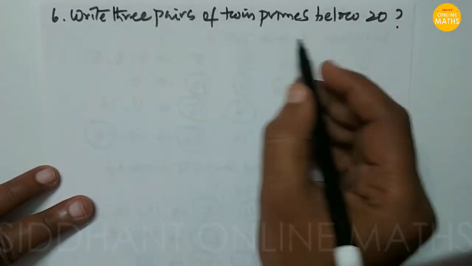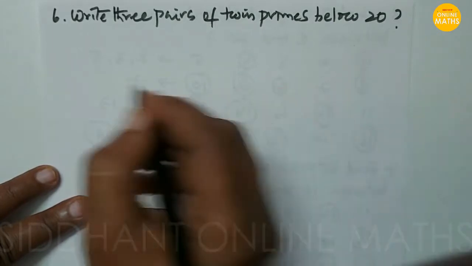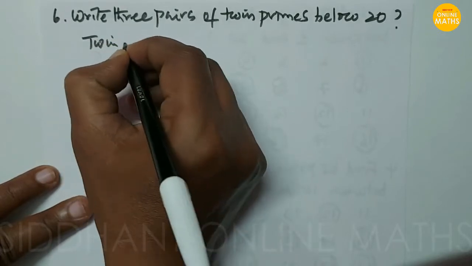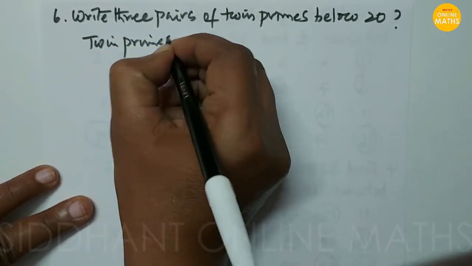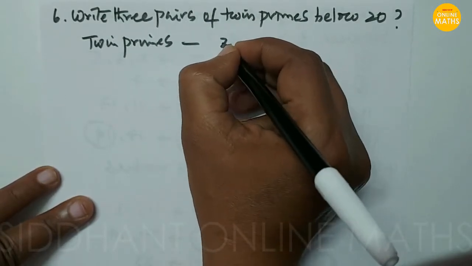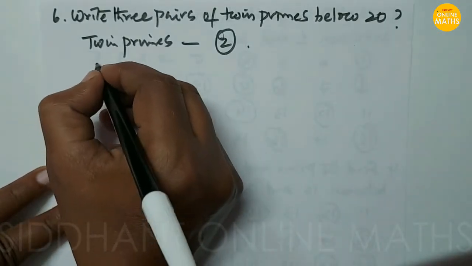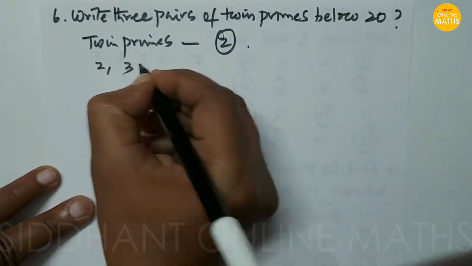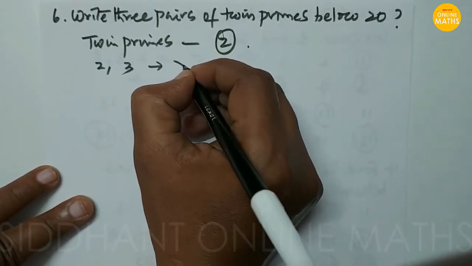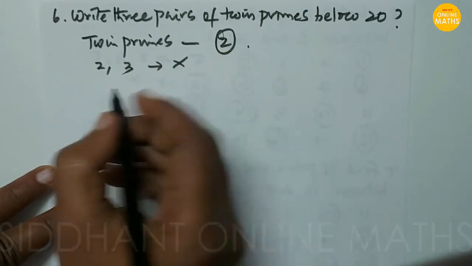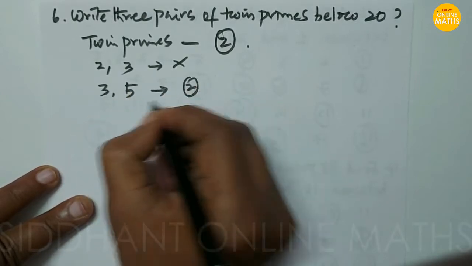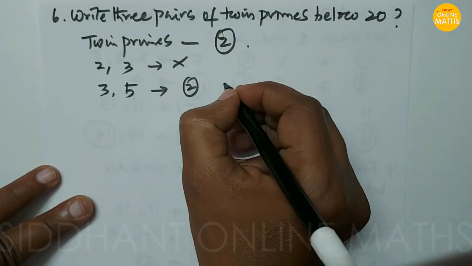Sixth question: write three pairs of twin primes between 20. Twin primes means the difference will be 2. Between two primes the difference will be 2. Take 2 and 3. Both are prime numbers, but the difference is not 2, it is 1. So we can't say these are twin primes. Now take 3 and 5. The difference is 2, and we can say that 3 and 5 are twin primes.